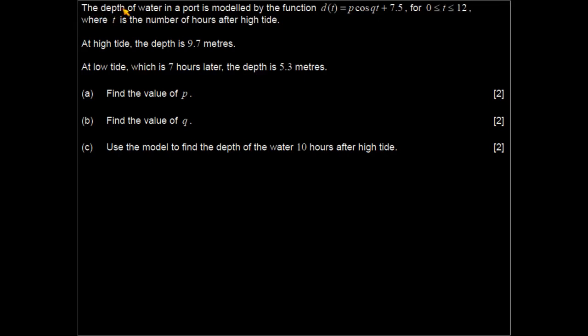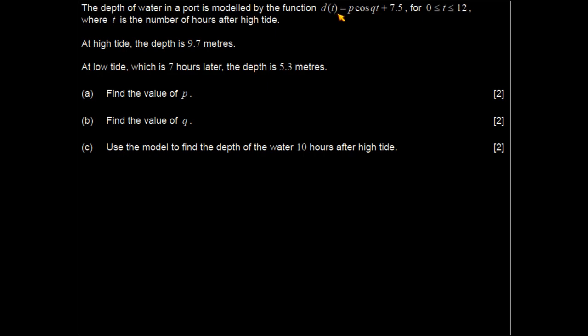Okay, this question says the depth of water in a port is modelled by the function d of t is equal to p cos qt plus 7.5 for t between 0 and 12, where t is the number of hours after high tide. Then it says at high tide the depth of the water is 9.7 metres. At low tide, which is 7 hours later, the depth of the water is 5.3 metres. Then part A says find p.